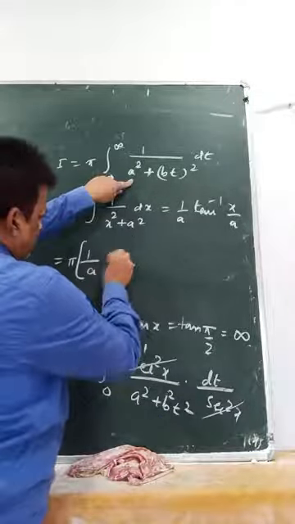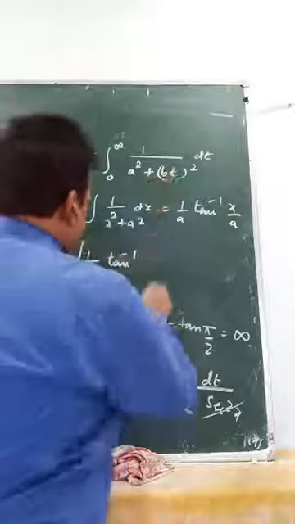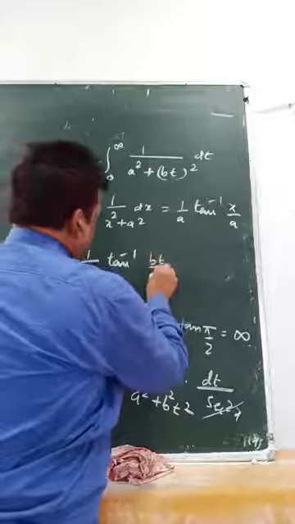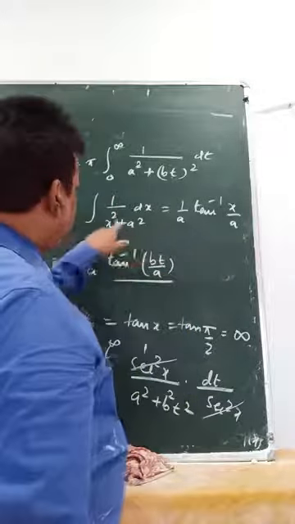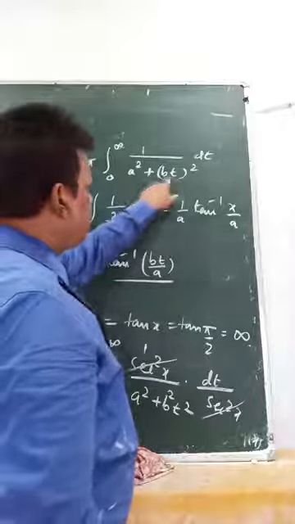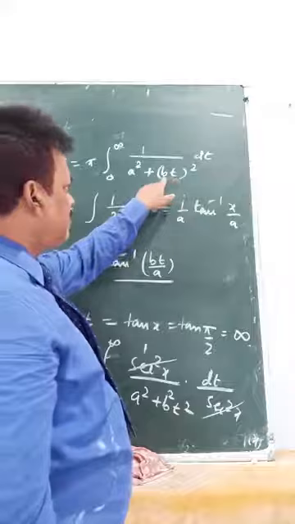Tan inverse x by a. What is x? bt. So tan inverse bt by a. What whole divided by? Because in place of x you have got bt. So the derivative of bt is t, 1, b.